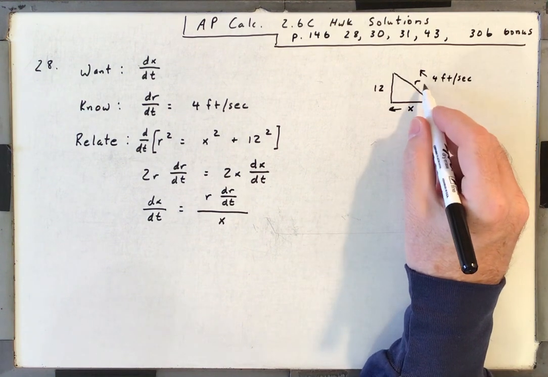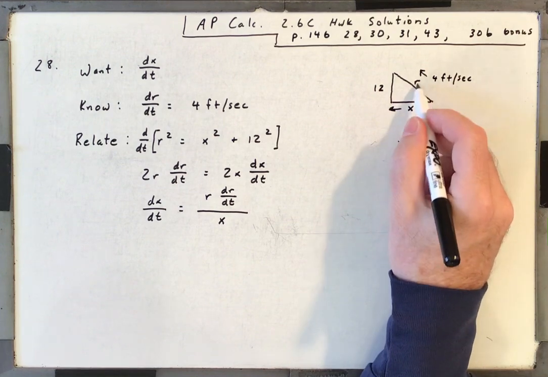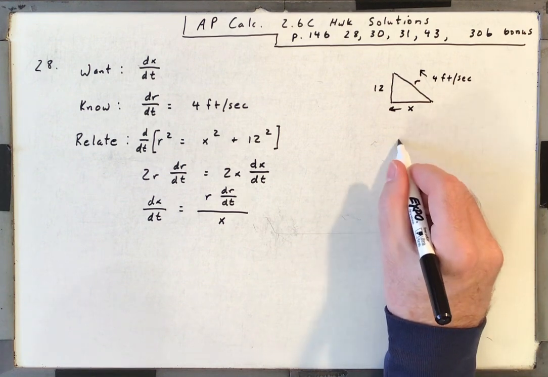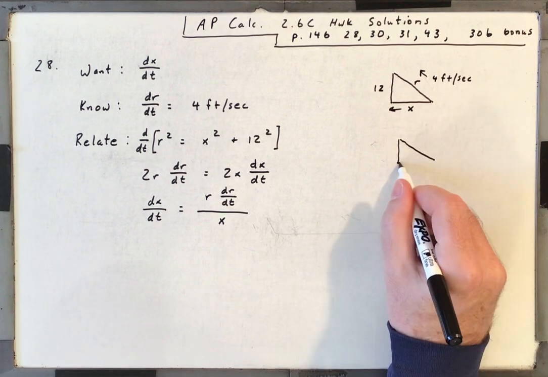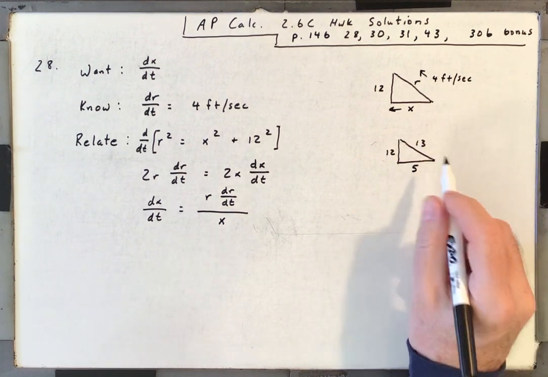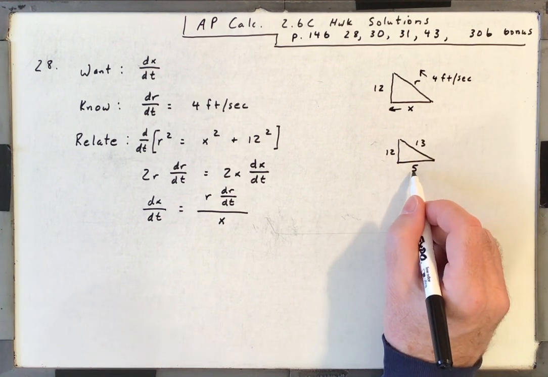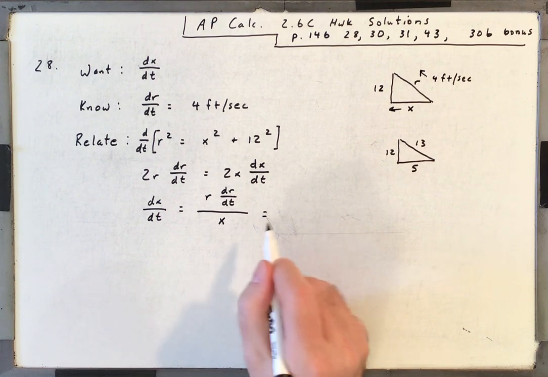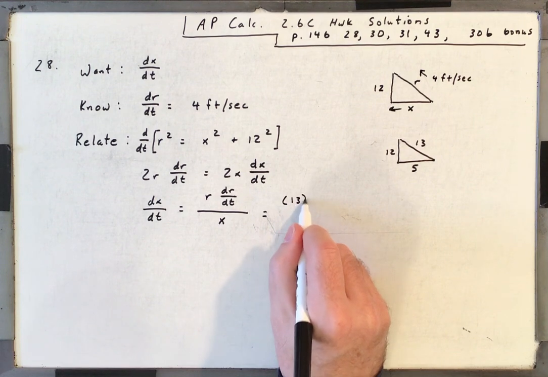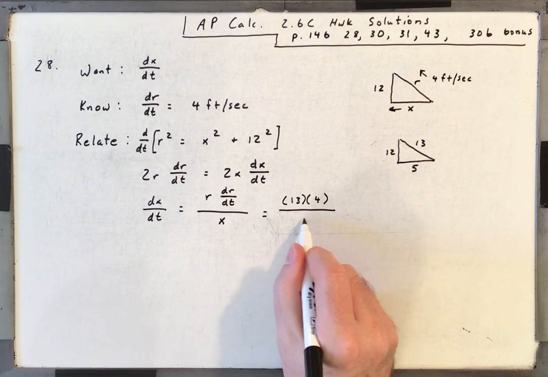Okay, so we know at the time of interest that in the triangle r is 13 feet. So if you use the Pythagorean theorem, we have a 12, 13, this is going to be 5. All right, so feel free to put that in the Pythagorean theorem, but that's what it'll be. It's one of the famous integer triangles. So r is 13, dr dt is 4, and then x is 5.